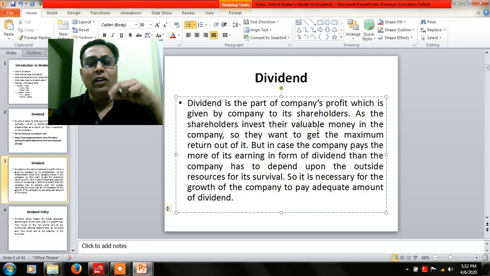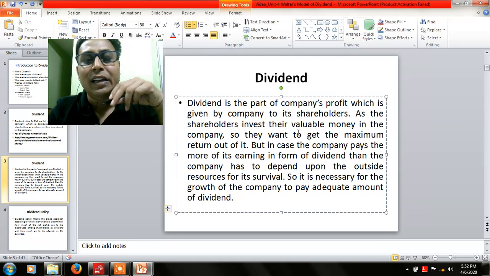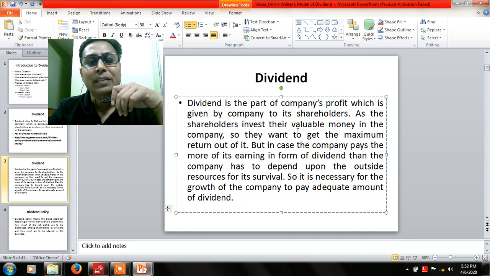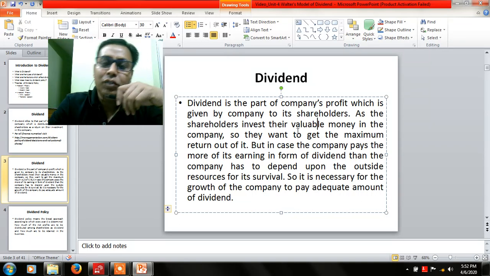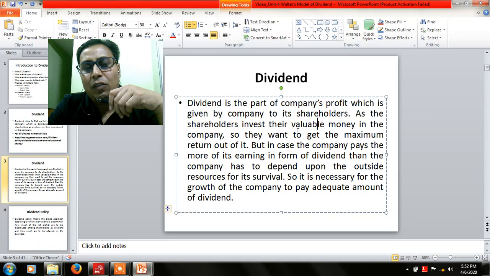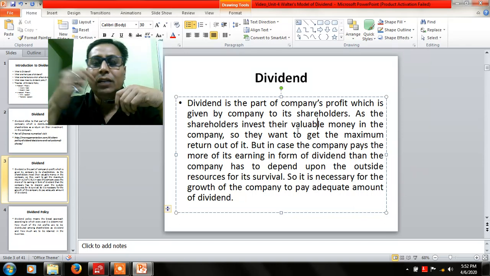Okay, now let's discuss the dividend clearly. Dividend is the part of company's profit which is given by the company to its shareholders. Basically, dividend is distributed among the equity shareholders and preference shareholders. There are two kinds of shareholders which are concerned with the dividend distribution. These are equity and preference.